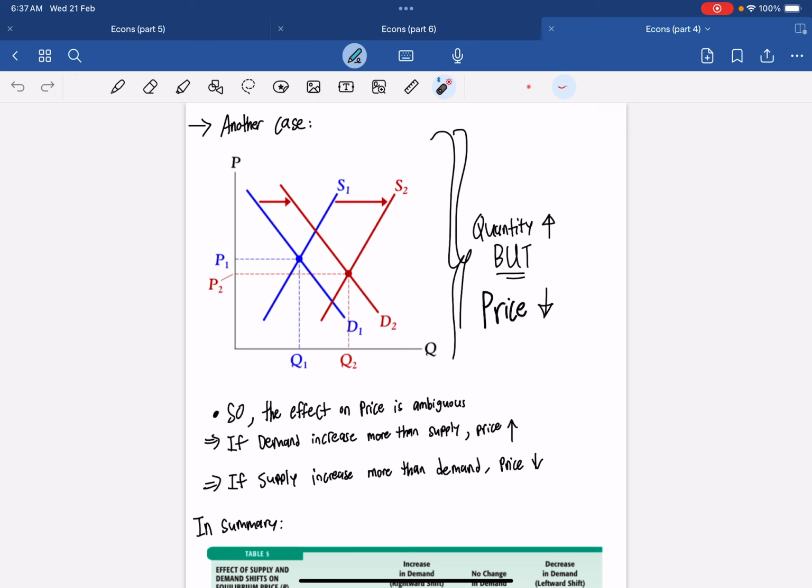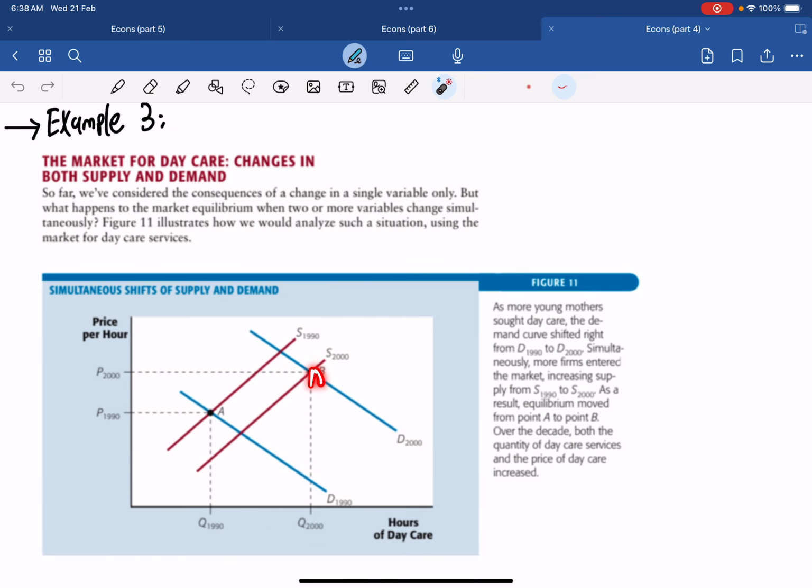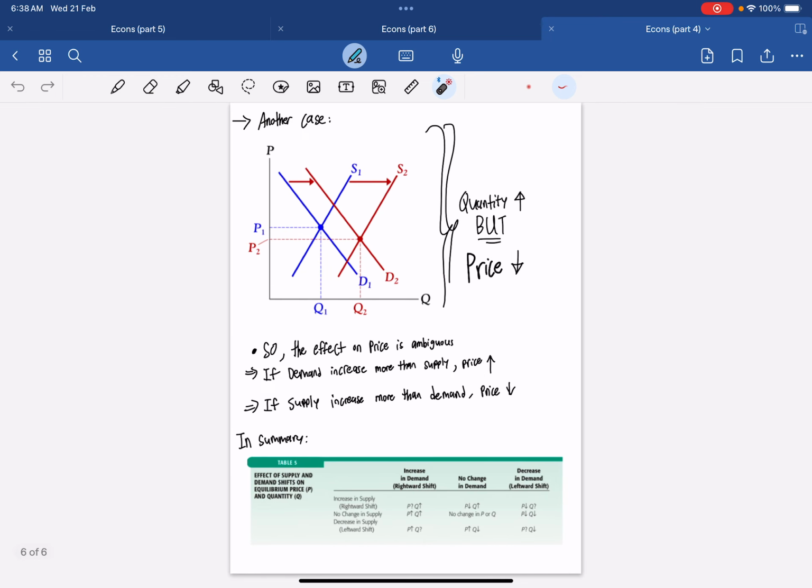But if we take into account another scenario where the demand increases less than the supply, then because there's a very big change in the supply, the price will decrease and the quantity will increase. But if the demand increases more than the supply, the price increases while the quantity increases as well. So the effect on price will be ambiguous in such times: a demand increase more than supply will lead to a price increase, while a supply increase more than demand will lead to a price decrease.